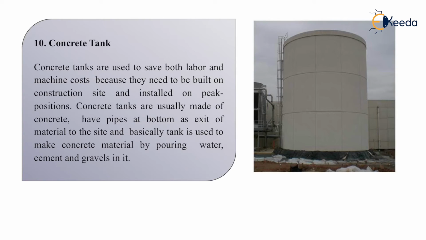Next comes the concrete tank. Concrete tanks are used to save both labor and machine cost because they need to be built on the construction site and installed at peak position. So concrete tanks are usually made of concrete, have pipes at the bottom as the exit of material to the side, and basically the tank is used to make concrete material by pouring water, cement and gravels in it. So here we can directly make the concrete, and they are provided with an exit way so that the concrete can be taken out from that.